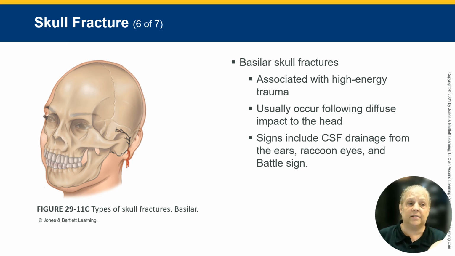All right, then you've got your basilar skull fractures. This is going to be a high energy trauma. Usually that's going to be a diffuse impact to the head, so it's all over, not necessarily just in one spot. You're going to sometimes see CSF coming out of the ears or nose. You may have raccoon eyes or Battle sign. The CSF coming out of the ear or nose may actually look like bleeding. What you're going to do is take a gauze pad, touch it to it, open it up, and see if it has that halo effect, where you've got that yellowish circle around the drop of blood.